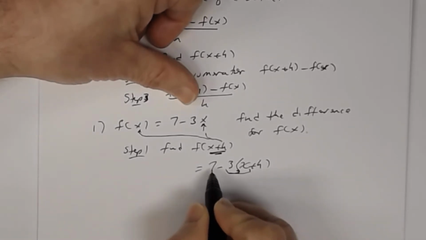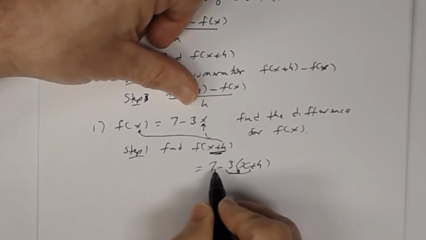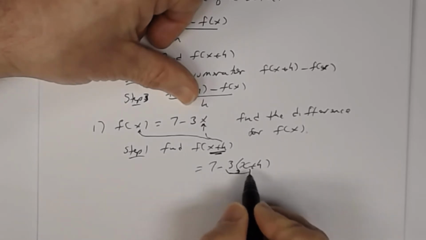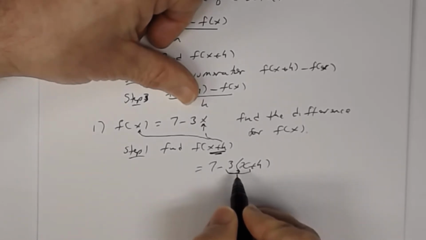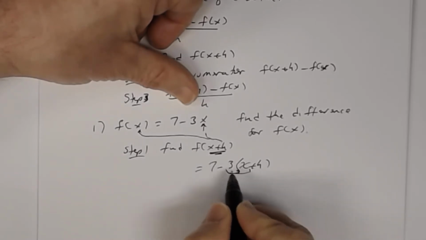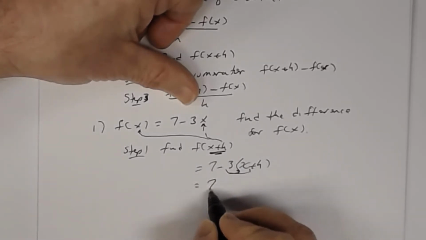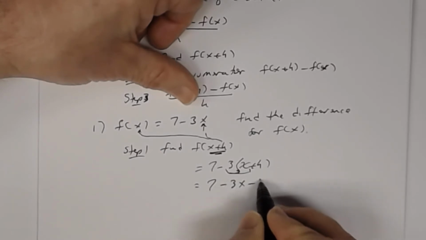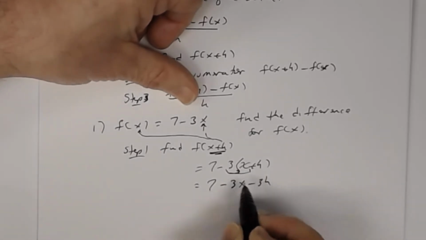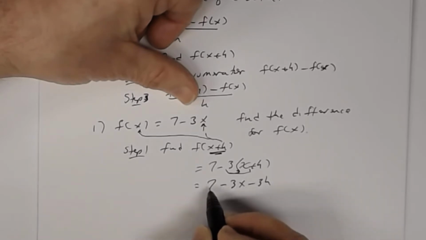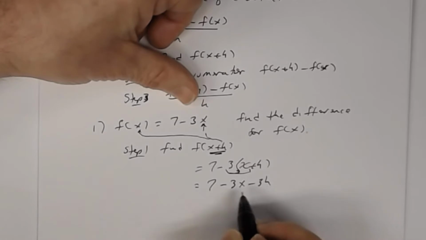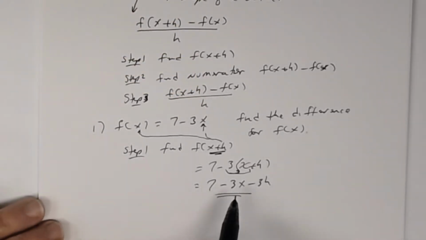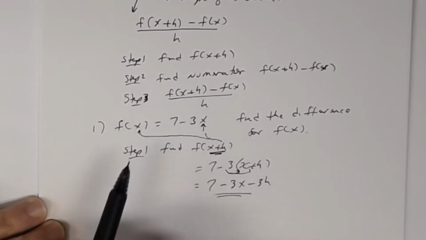Now be careful, some students are going to make the mistake and they're going to say 7 minus 3 is 4 and distribute a 4. But remember, the order of operations says you have to multiply first and then subtract. So you got to distribute first. So this becomes 7 minus 3x minus 3h. And then combine like terms if you can, though all these three terms are different terms. They're not like terms, so that's all I can do for step 1. So this is step 1 right here.